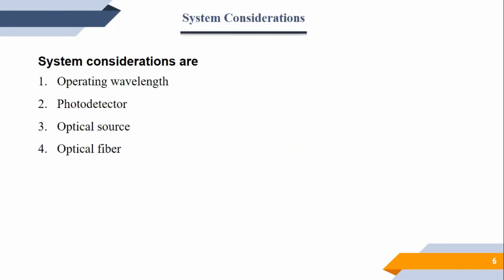And what are system considerations? Basically, system considerations are taken based on operating wavelength, photodetector, optical source, and optical fiber. When you go for the operating wavelength, it completely depends on transmission distance and attenuation. So operating wavelength always depends on these two.